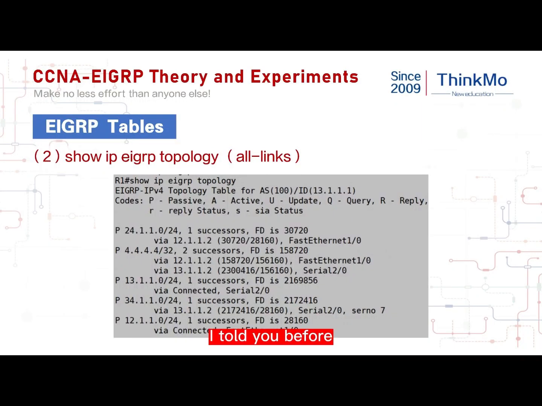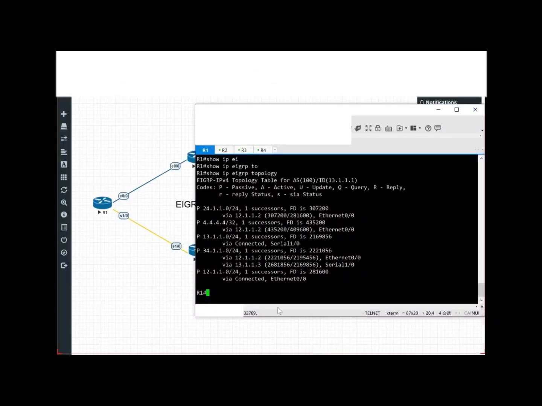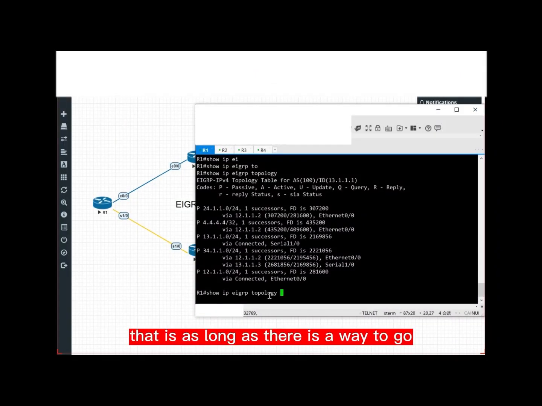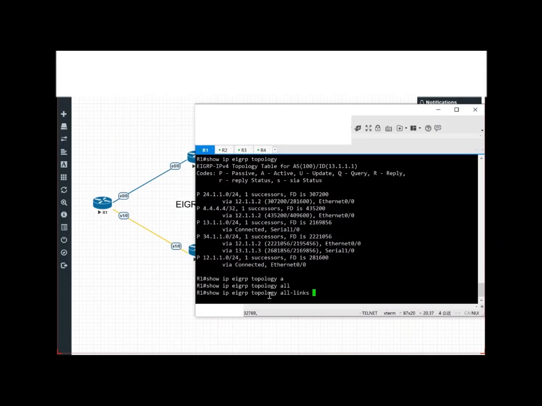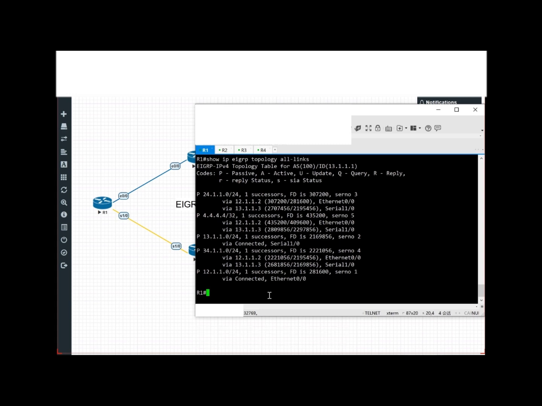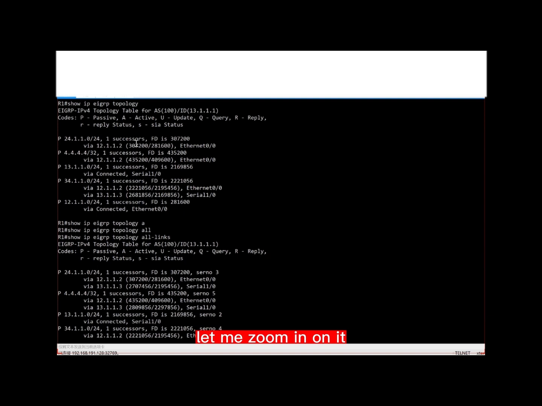I told you before. There is another command. Add all-links behind. Then this is not a real topology table. If you suffix this command with all-links, it will show all physical connection table now. That is, as long as there is a way to go, it can show up here. So let's check out all-links. Let me zoom in on it.